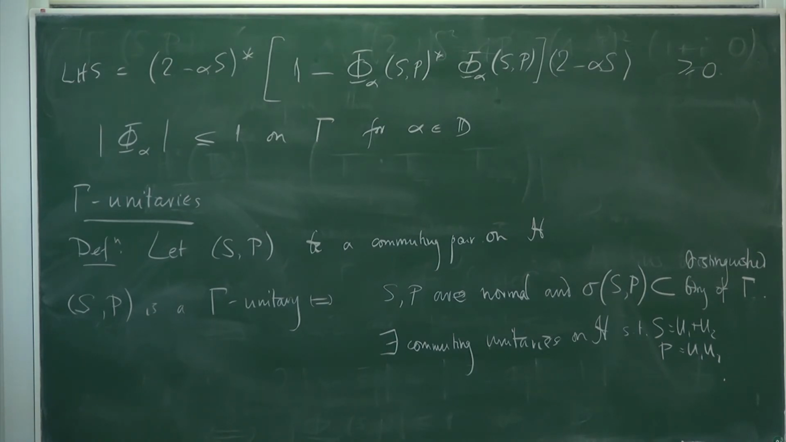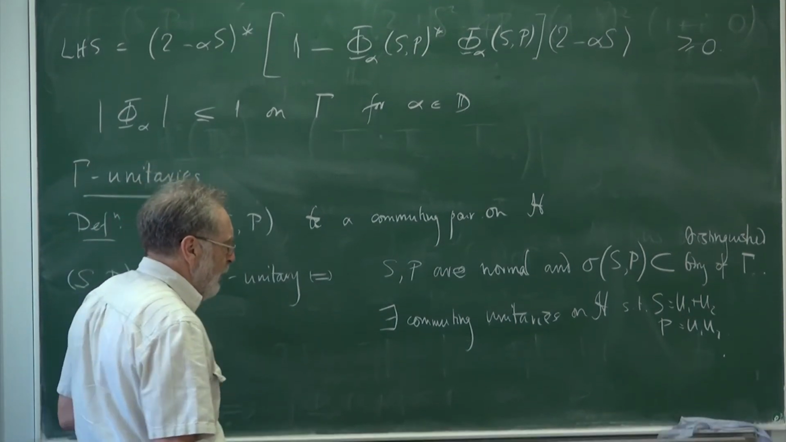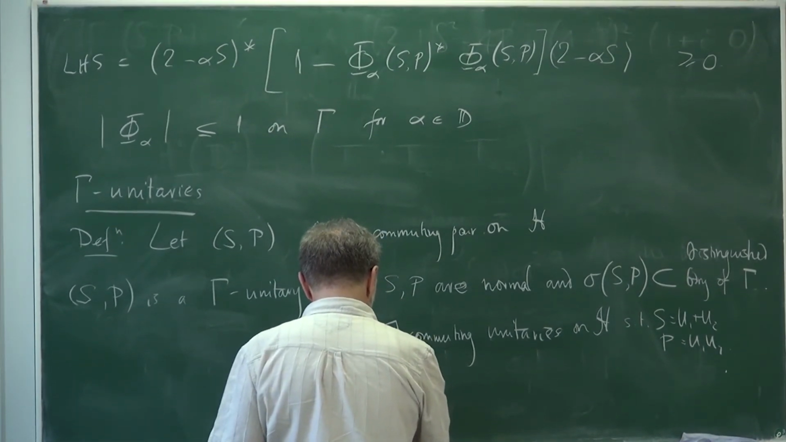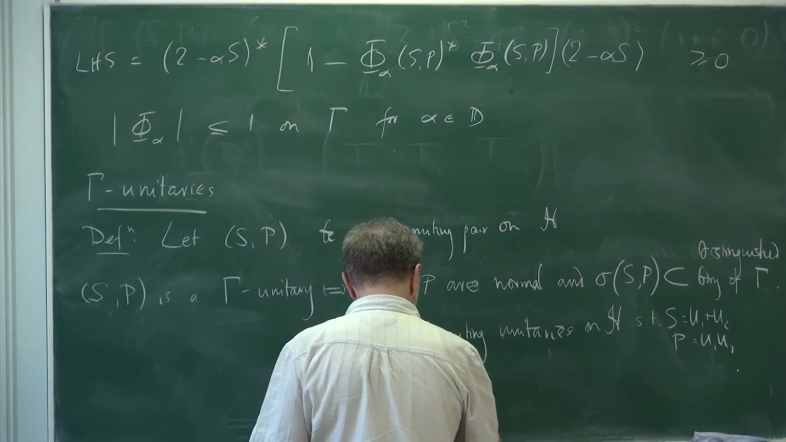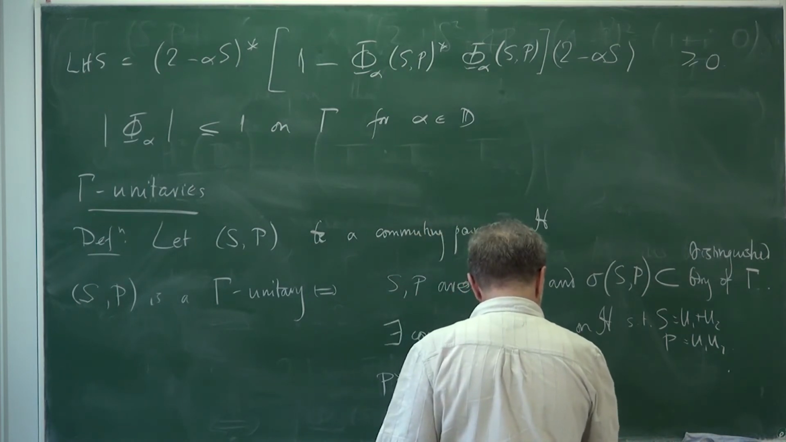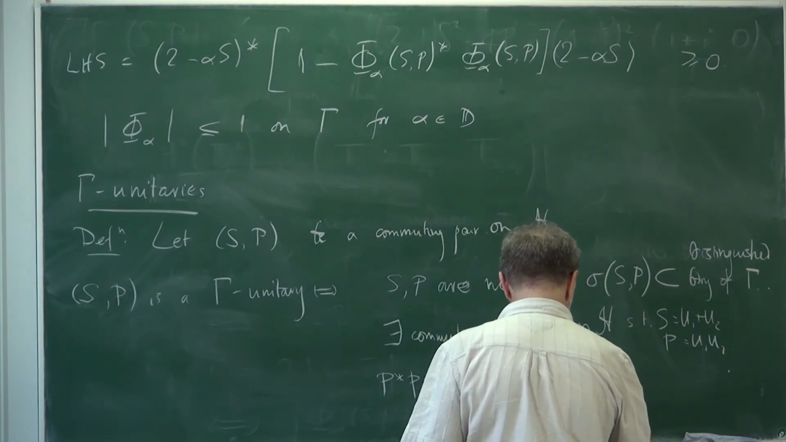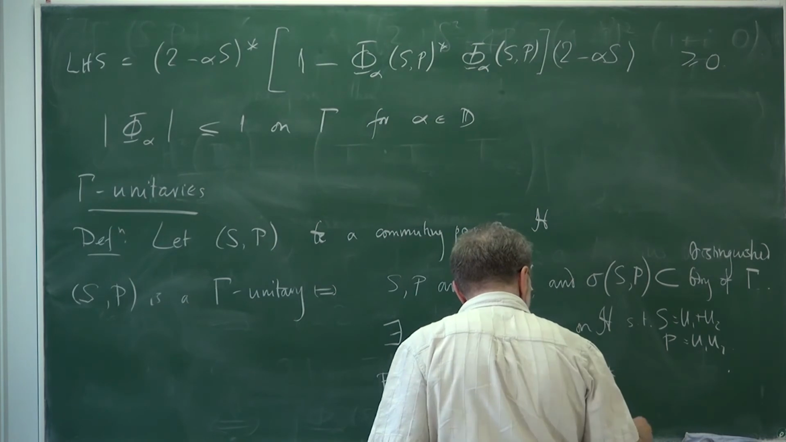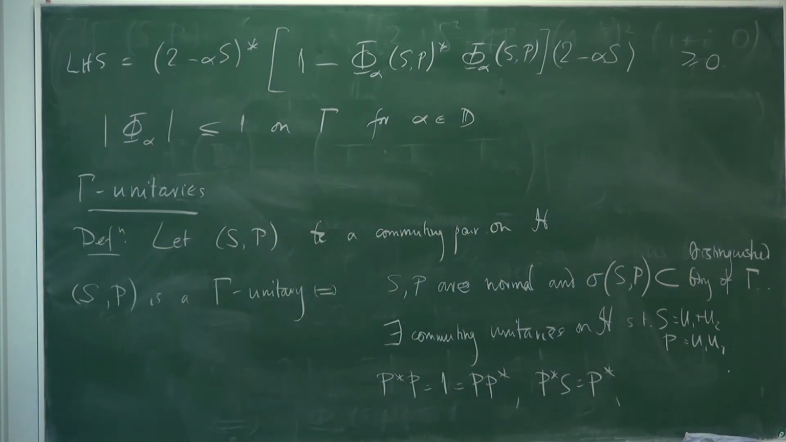And then, of course, the most usual definition of a unitary is just an operator U such that U star U is equal to the identity is equal to U times U star. So there should be some analog of that as well. And what we get is P star P equals the identity equals P P star, and P star S is equal to S star. And I think we need to assume the norm of S is less than or equal to 2, yes.